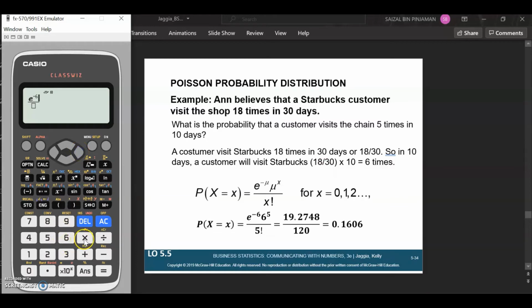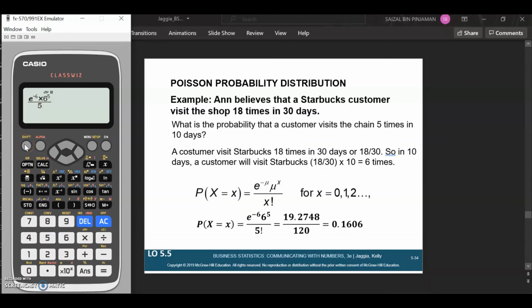And then times mu superscript x. Mu is equal to 6, superscript x, which is the number of success based on the question, is equal to 5. And then we move to the denominator. Here we have x factorial. X is equal to 5.